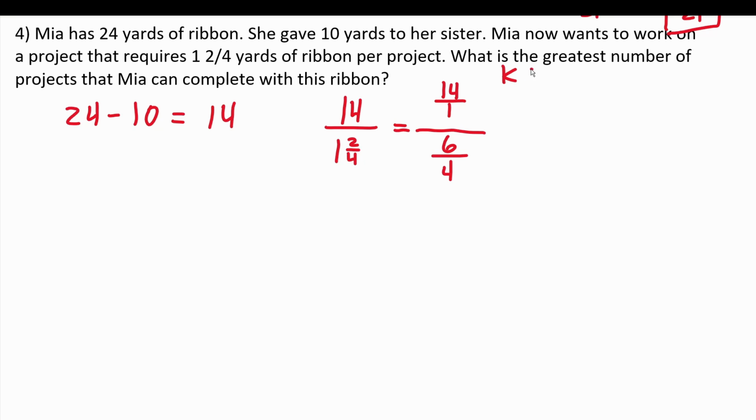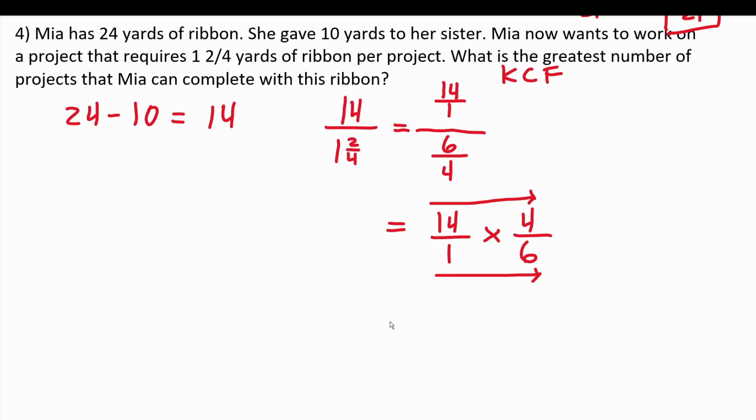You follow the algorithm keep, change, flip. And that tells you to do this. Keep this first fraction the same, so 14 over 1 stays the same. Change, you're going to change from division to multiplication here. And then flip refers to this second fraction, and it says rewrite it as its inverse. So instead of being 6 over 4, it's going to be 4 over 6. And just like that, we've rewritten this division problem involving fractions to be a multiplication problem, which we know how to do. And you just multiply straight across.